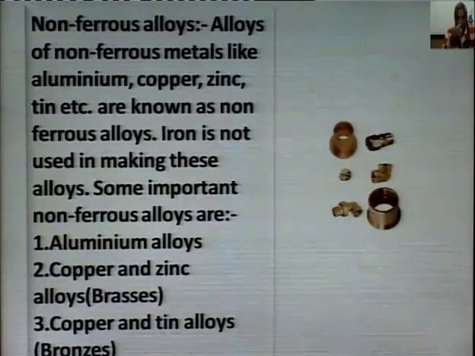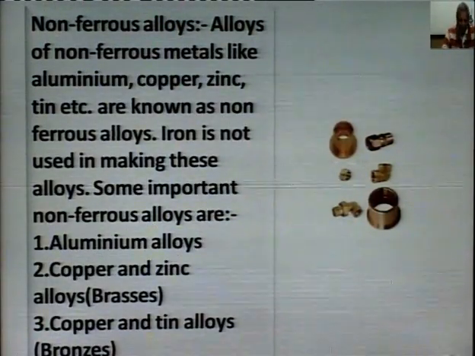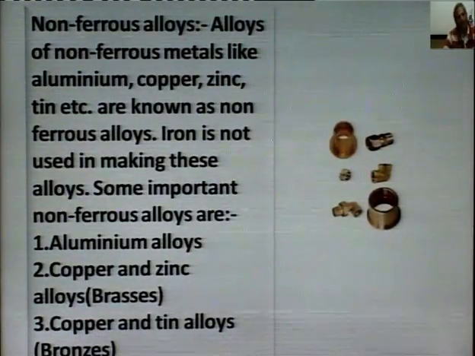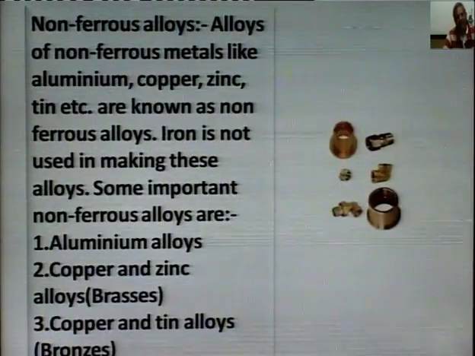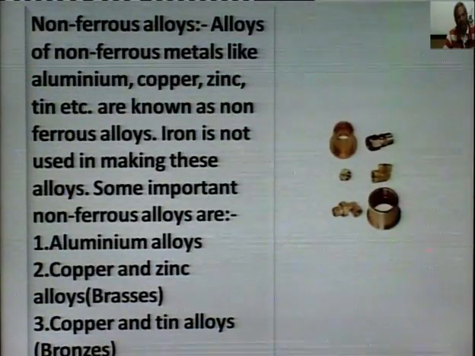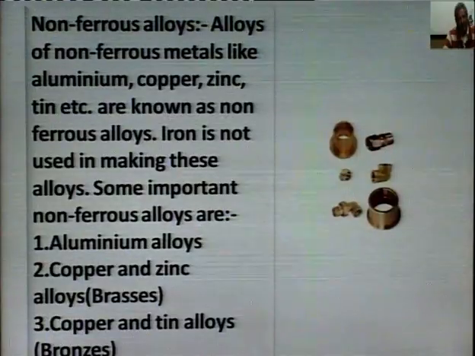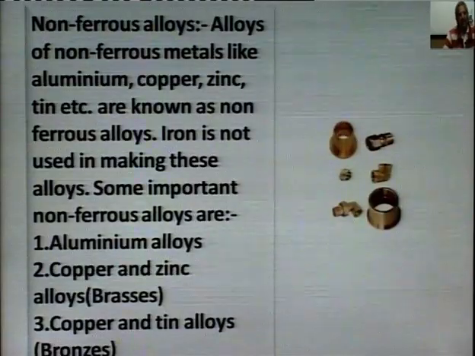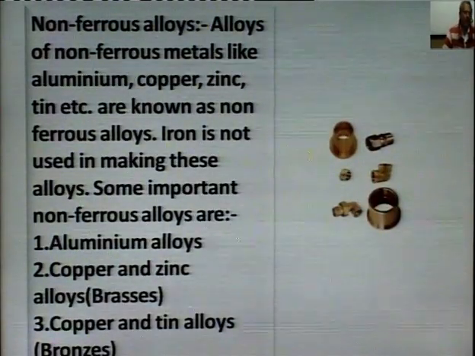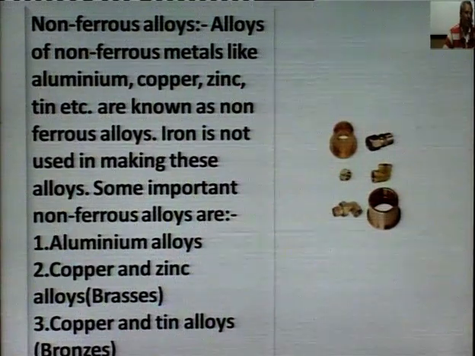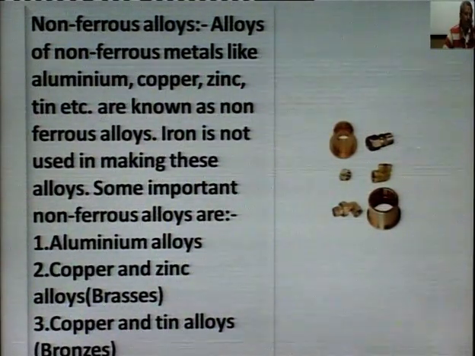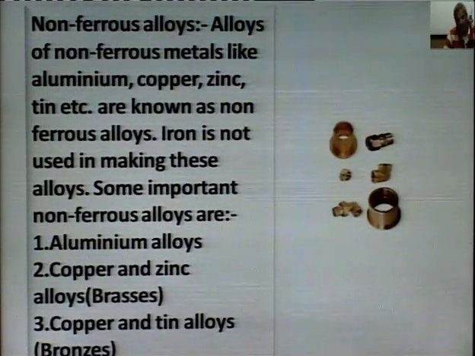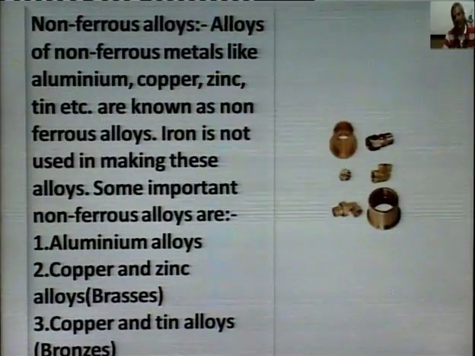Non-ferrous alloys. Alloys of non-ferrous metals like aluminum, copper, zinc, tin, etc. are known as non-ferrous alloys. Iron is not used in making these alloys. Some important non-ferrous alloys are aluminum alloys, copper and zinc alloys, which are also known as brasses, and copper and tin alloys, which are known as bronzes.